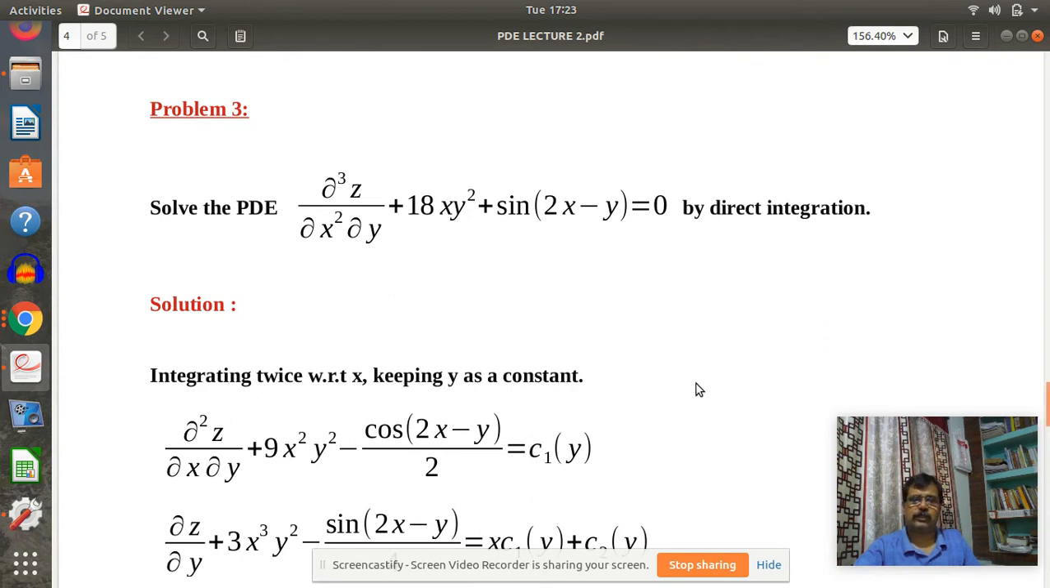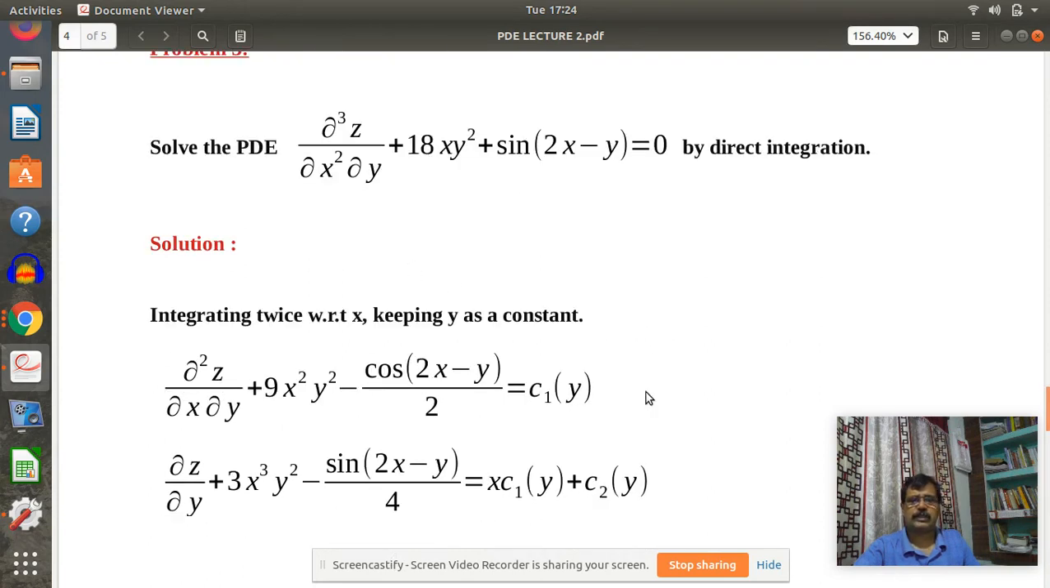Now we take another problem. This is a third order equation, but having no boundary condition. Solve the partial differential equation: dou cube z by dou x square dou y plus 18 x y square plus sine of (2x minus y) equal to 0 by direct integration. Here again we have one term of partial derivative, which is a third order partial derivative. So we have to integrate twice with respect to x, then once with respect to y. Starting with integrating with respect to x, keeping y as a constant.